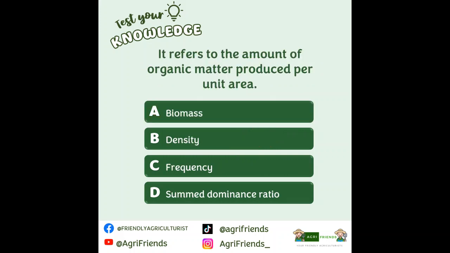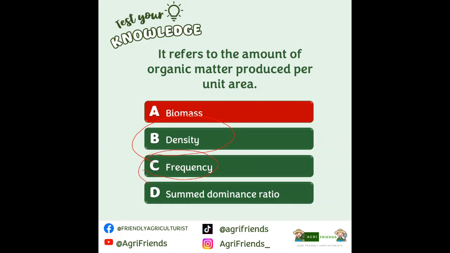Next, it refers to the amount of organic matter produced per unit area. A. Biomass. B. Density. C. Frequency. Or D. Sum dominance ratio. The answer is biomass. Density is the number of individual organisms per sampling area.